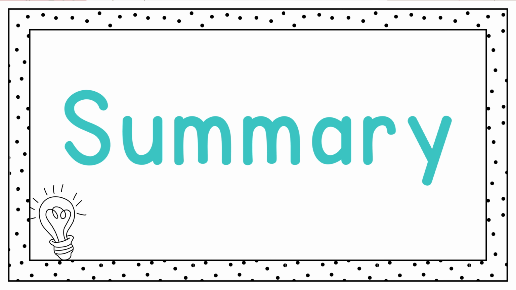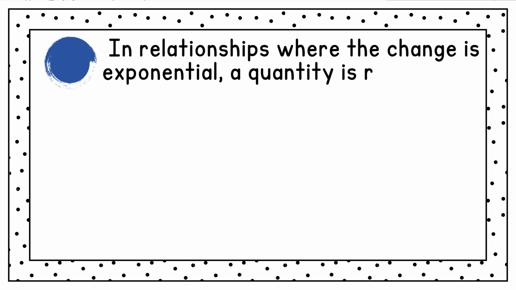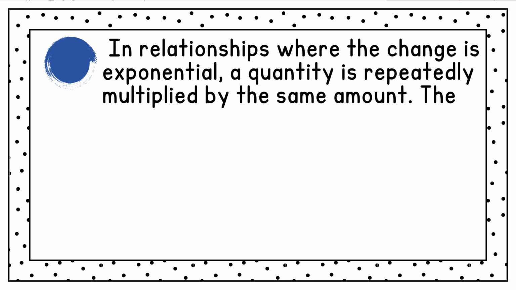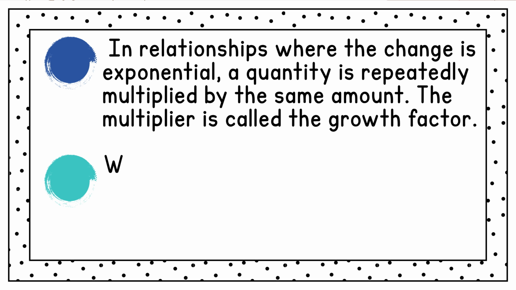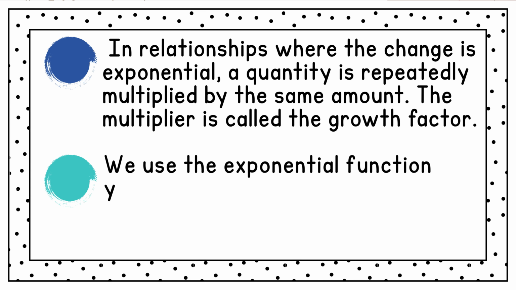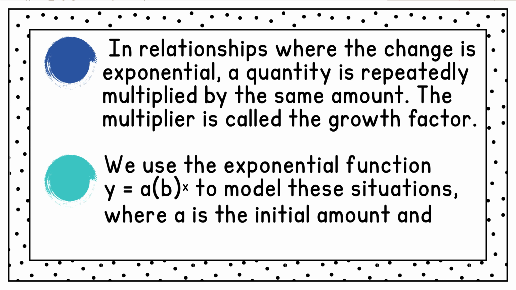Now let's recap what we've learned. In relationships where the change is exponential, a quantity is repeatedly multiplied by the same amount. The multiplier is called the growth factor. We use the exponential function y equals a times b to the x power to model these situations, where a is the initial amount and b is the growth factor.